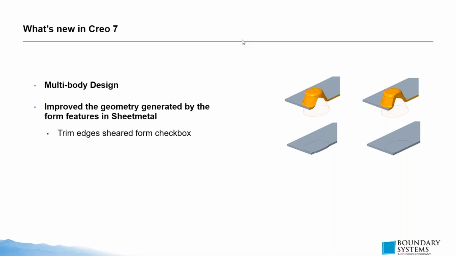Creo 7, there was a small improvement. First of all, multi-body design was added to Creo 7 as a whole, and this is fully implemented in sheet metal as well. Additionally, for form features, they are improved in that the geometry will be more accurate. And additionally, there's an option that you can see on the right to trim edges sheared. It's just a checkbox you can check now to enable that edge to line up with the wall.